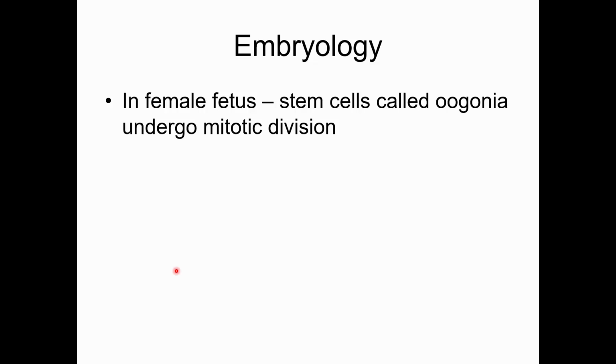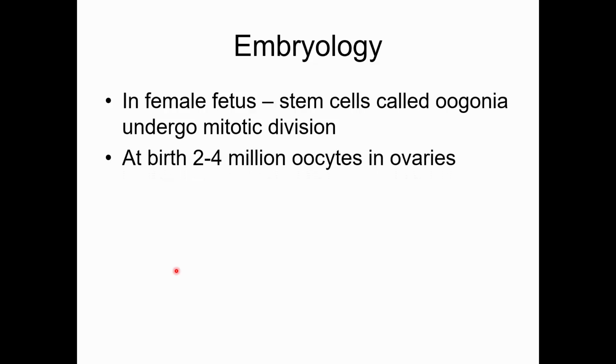So then the embryo develops into a fetus, and in the female fetus are ovaries that are filled with stem cells called oogonia. Remember, the stem cells in the males were called spermatogonia, and the stem cells in the female are called oogonia. These cells undergo mitotic division and supply the cells that are going to participate in gametogenesis. So a baby girl is born with 2 to 4 million oocytes.